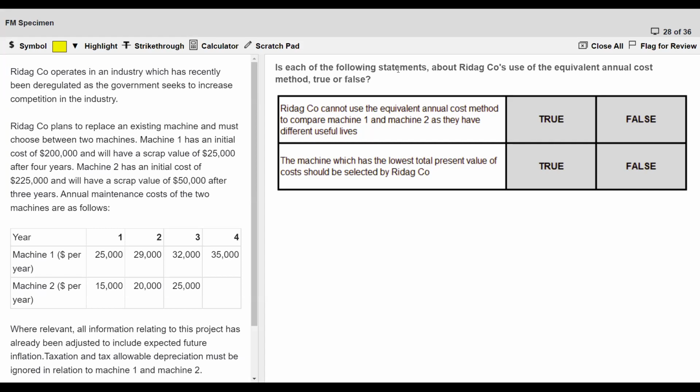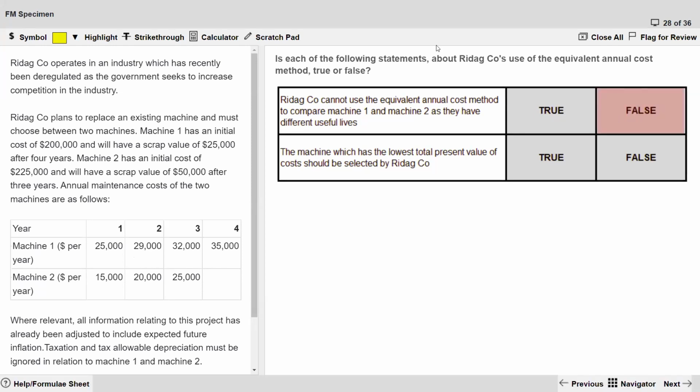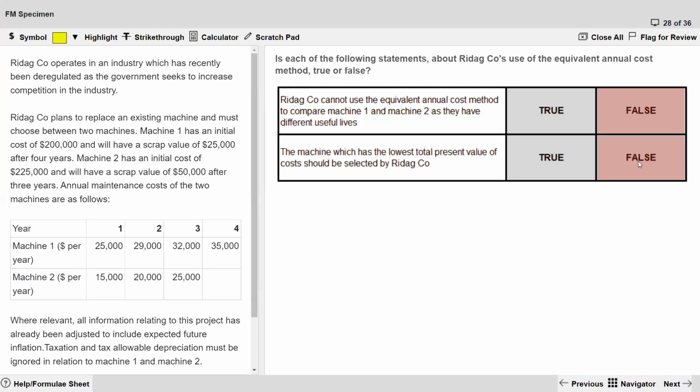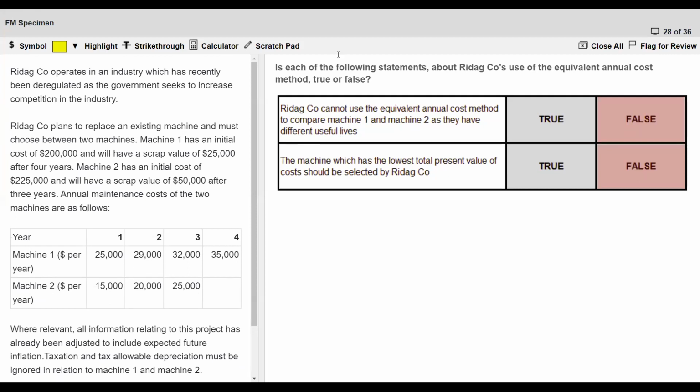Okay, so it says, in each of the following statements about RIDAC's use of the equivalent annual cost method, true or false. RIDAC cannot use the equivalent annual cost method to compare machine 1 and 2 as they have different useful life. No, that's the purpose of using it. The machine which has the lowest total present value of cost should be selected by RIDAC. No, the machine which has the lowest equivalent annual cost should be selected. That's what the answer should be.